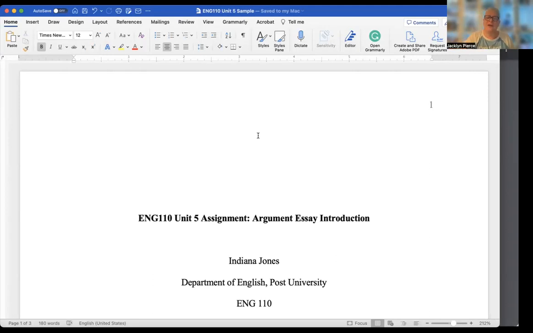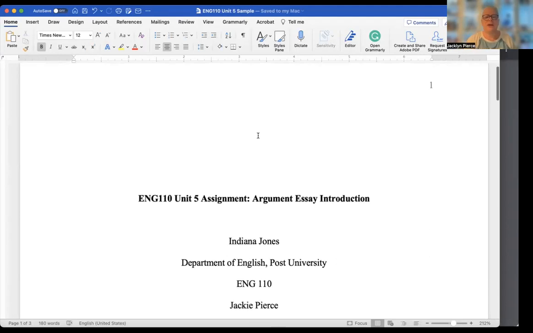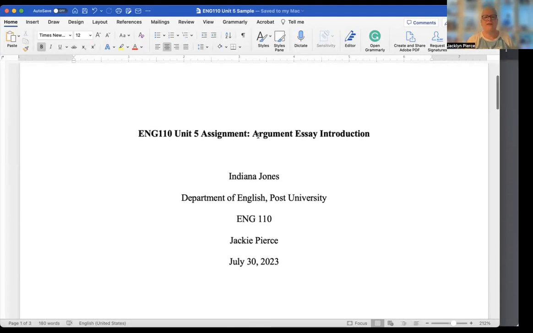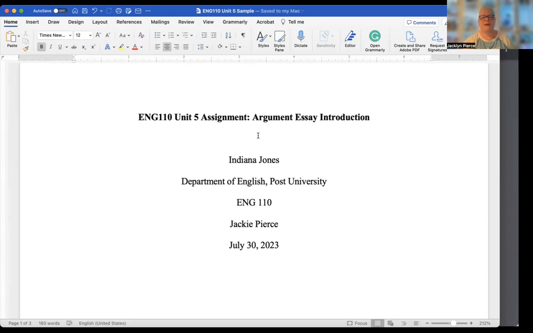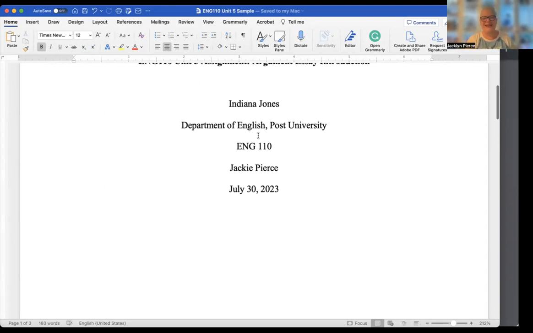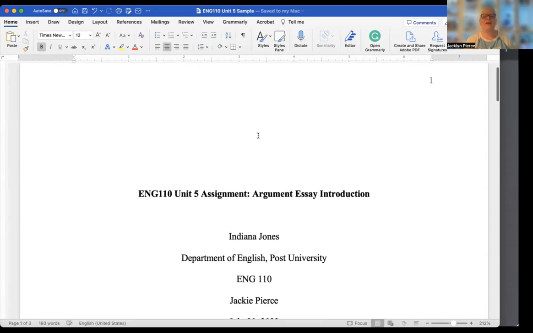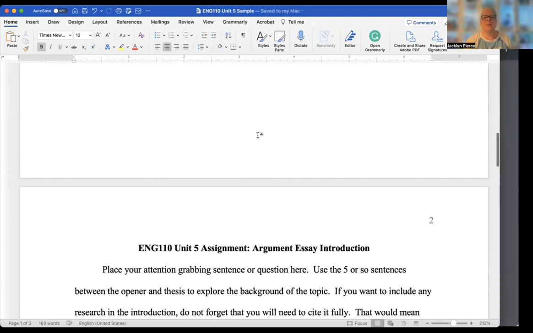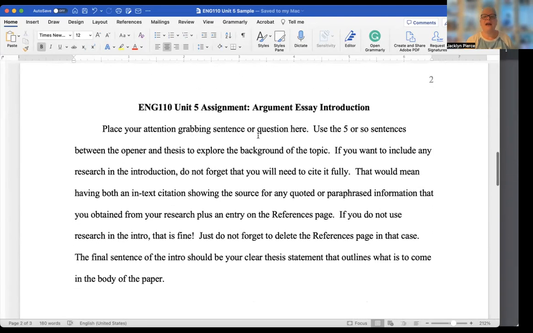I went and saw the last installment of the Indiana Jones story in the theater yesterday. So Indiana Jones is my student today, even though he is a well-respected professor in the movies. So we have our cover page. It's got the appropriate date on it and everything. And then instead of writing an intro about an argumentative topic, I wrote a little paragraph to help you write your introduction.